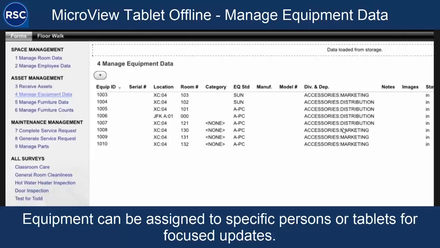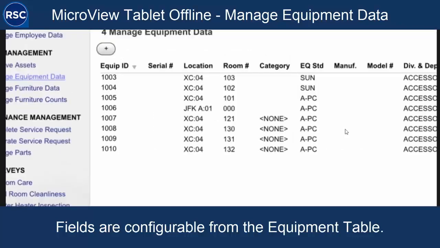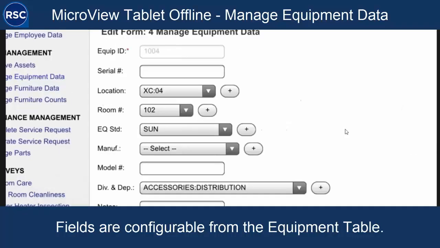Not all of the equipment in Archibus is going to show up here. You can choose which pieces of equipment you want to assign to particular inspectors and assign those to them, and then they'll see those only. The fields that you see on this form are also configurable.